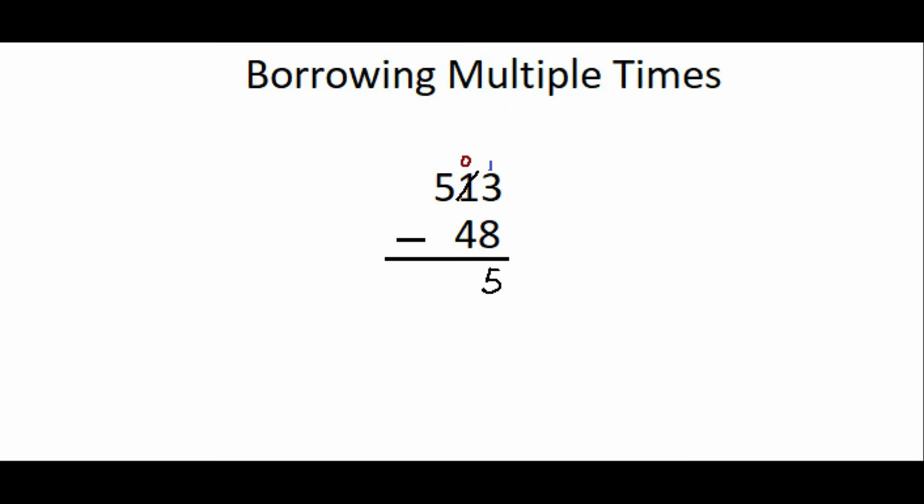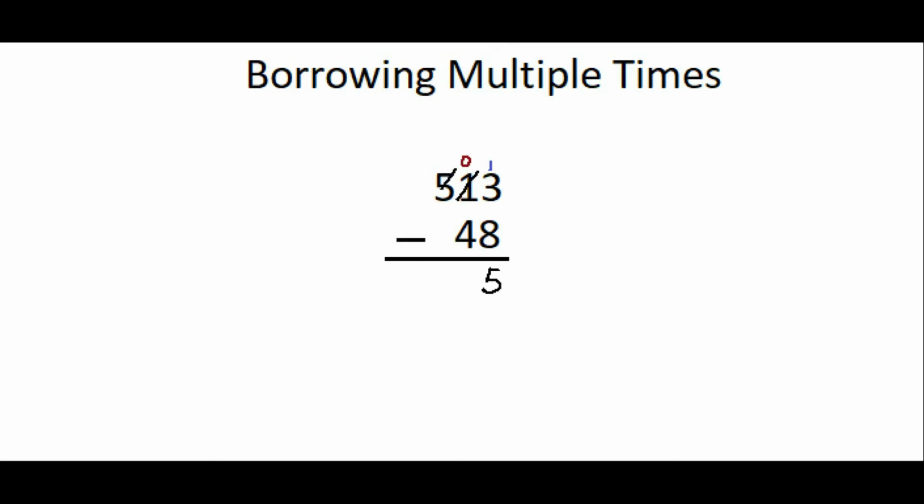In the next column, let's subtract. We have 0 minus 4. We cannot subtract 4 from 0. So in order to make 0 big enough to subtract, we have to first borrow 1 from the number in the next column, the hundreds column.